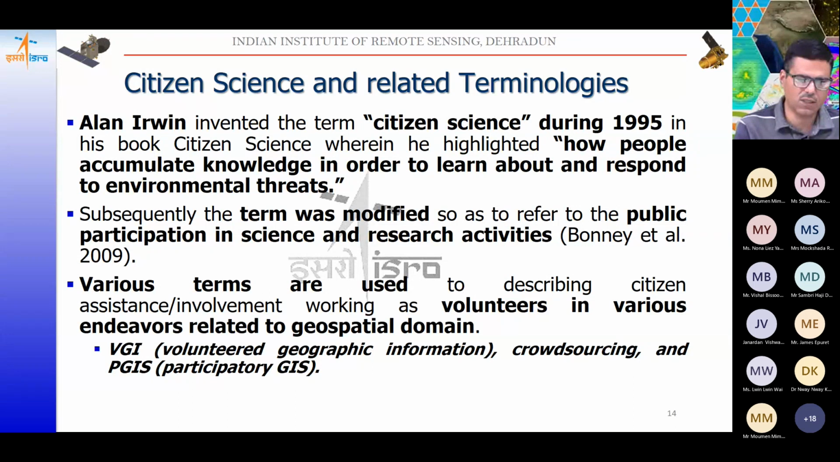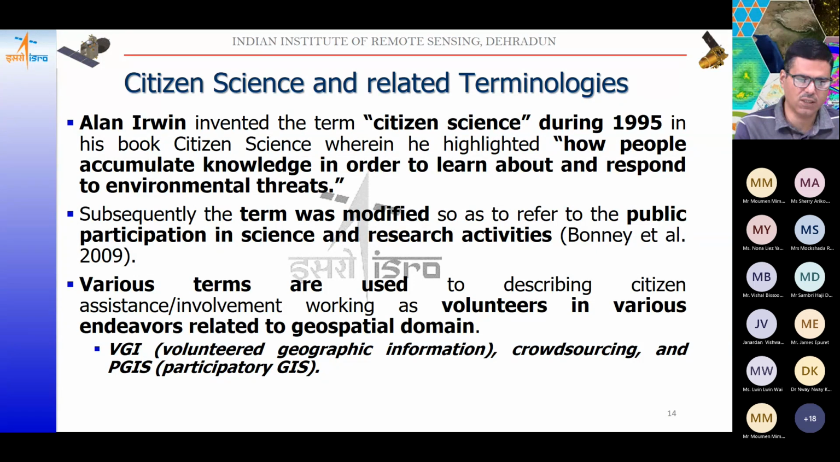Later on, the term was modified by Bonney et al. in 2009, in the paper that I have mentioned here. Also, later access the slides and see the list of references which I have attached. The term was modified to refer to public participation in science and research activity.